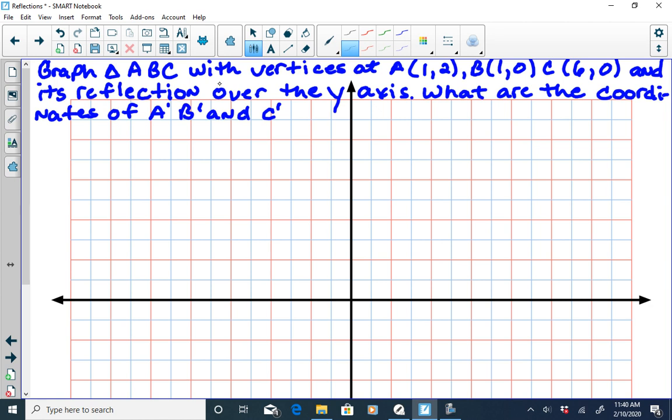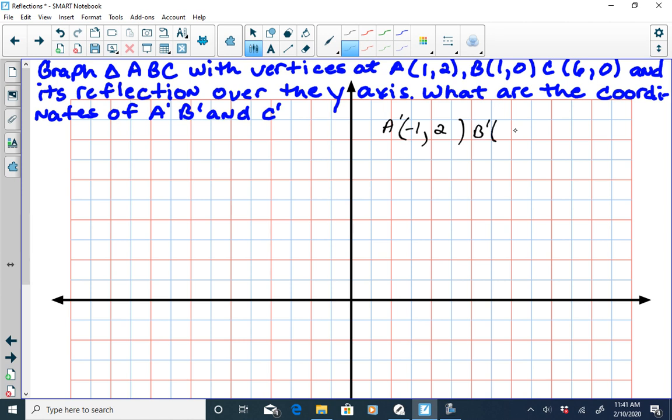All right, let's try a triangle here. It says graph triangle ABC with vertices at (1, 2), (1, 0), and (6, 0), and its reflection over the y-axis. What are the coordinates of A prime, B prime, and C prime? Well, let's start with the rule, right? When we have a reflection over the y-axis, the y value stays the same, but the x value becomes its opposite. So for (1, 2), the x value becomes its opposite. That's going to be -1. Y value stays the same.